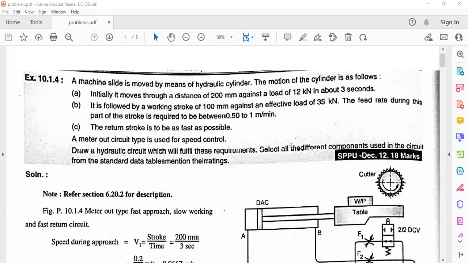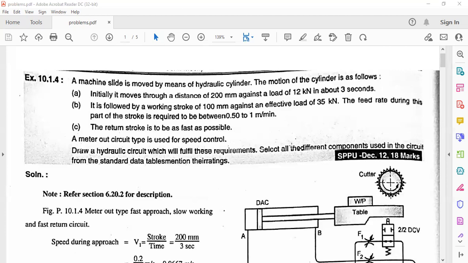C. The return stroke is to be as fast as possible. A meter-out circuit type is used for speed control. Draw a hydraulic circuit which will fulfill this requirement. Select all the different components used in the circuit from the standard data table. Mention their ratings. This problem was asked in December for 18 marks.